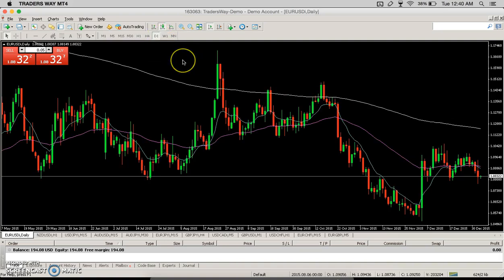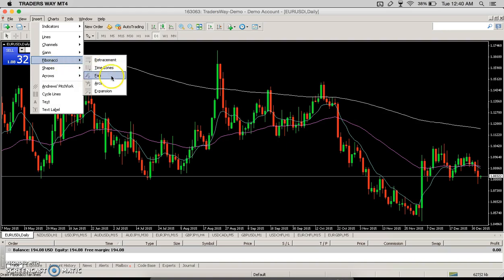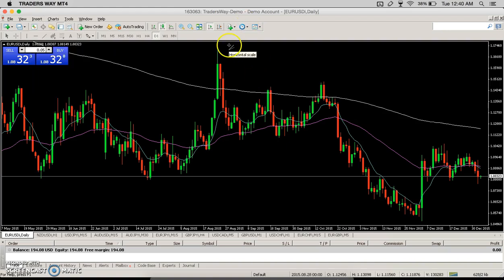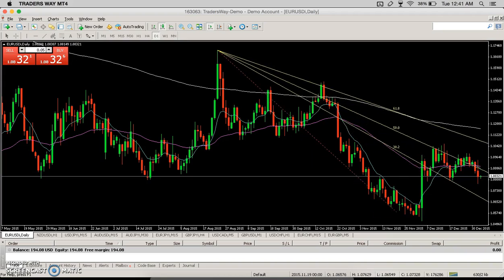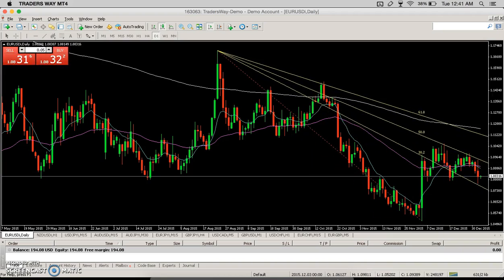So I'm going here to the daily again, and I'm going to find a key swing high and a key swing low. A swing high is the highest of highs, and a swing low is the lowest of lows right here. And I'm going to go to Insert, Fibonacci, Fan. Now I want to draw it wick to wick and not body to body. That's my preference. You can draw it body to body if you wish. I would suggest wick to wick. All right, and I'm going to click there, drag down till right here at my swing low.